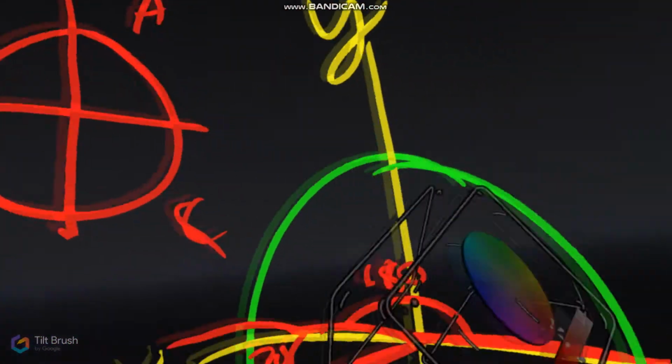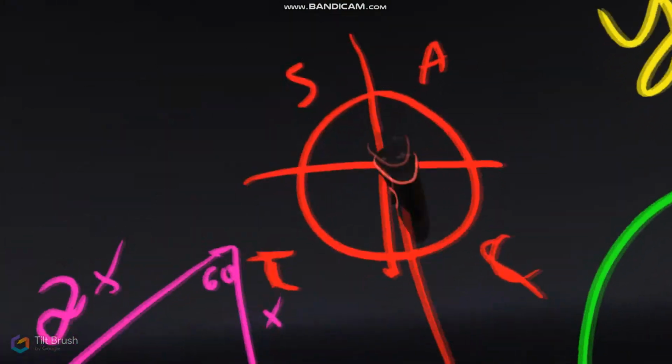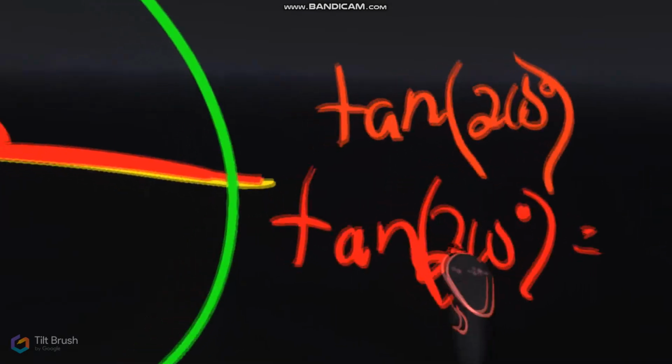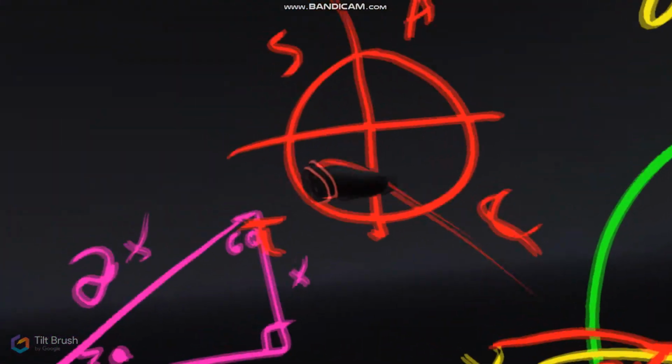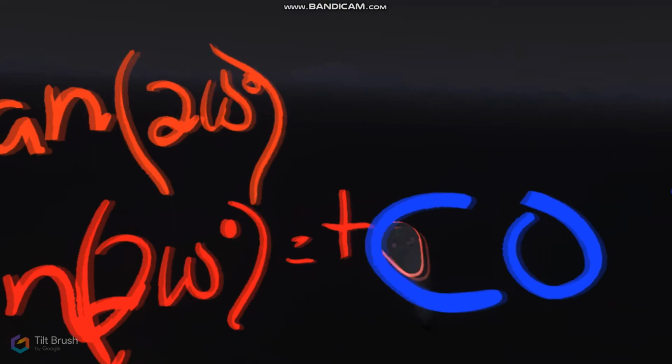That shows us what is positive in each quadrant, and it shows us what is negative, because if a tangent is in this, then it's negative. So the tangent of 210, this is the first sector, this is the second, this is the third, so it's actually positive. And so the tangent of 210 is equal to the tangent of 30 degrees.